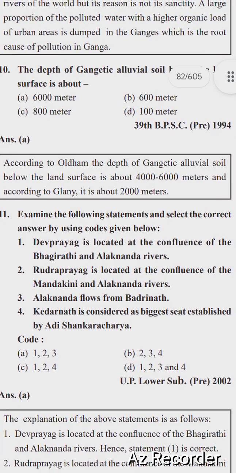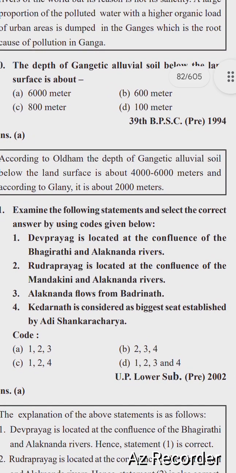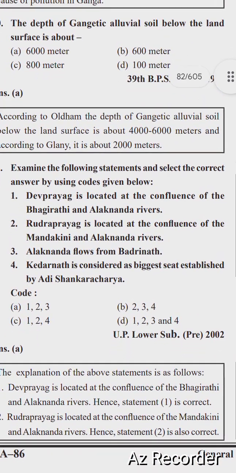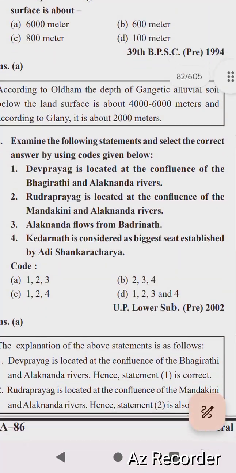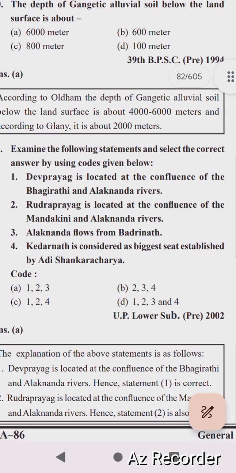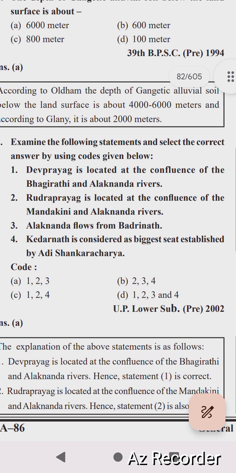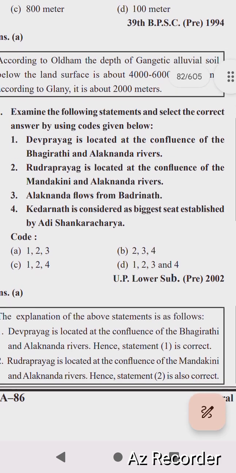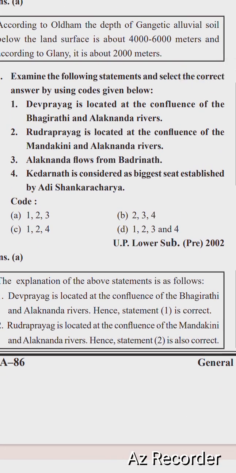Next, examine the following statements and select the correct answer by using the code given below. One, Devprayag is located at the confluence of Bhagirathi and Alaknanda river. Two, Rudraprayag is located at the confluence of Mandakini and Alaknanda river. Three, Alaknanda flows from Badrinath. Four, Kedarnath is considered as the biggest seat established by Adi Shankaracharya. Options are: A 1 to 3, B 2, 3, 4, C 1 to 4, and D 1, 3, 4. The right option is option number A.